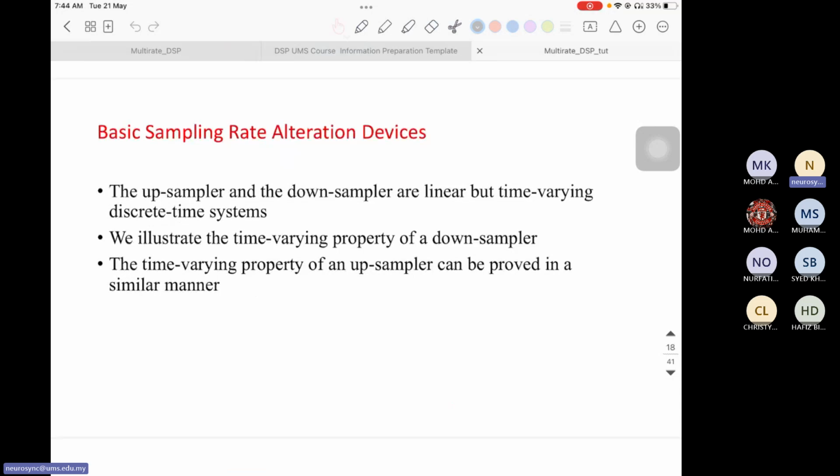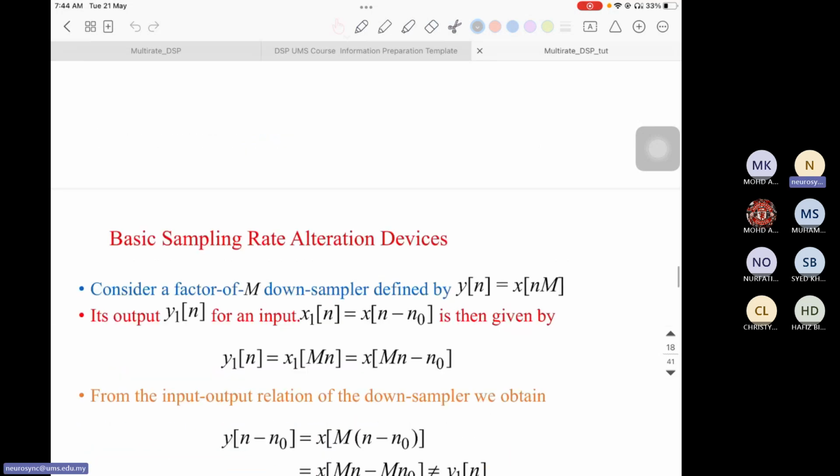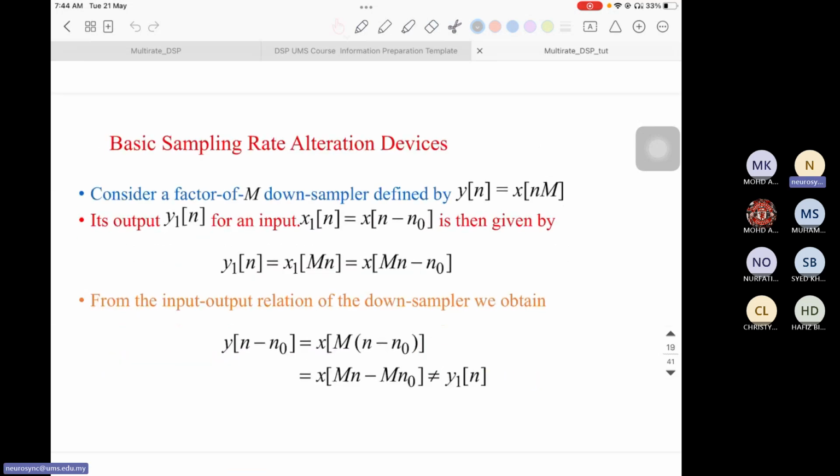Now there is a basic property which we will illustrate: the time varying property of the upsampler and downsampler. Here I have shown only the downsampler's time varying property, but in a similar manner we can also prove it for the upsampler.